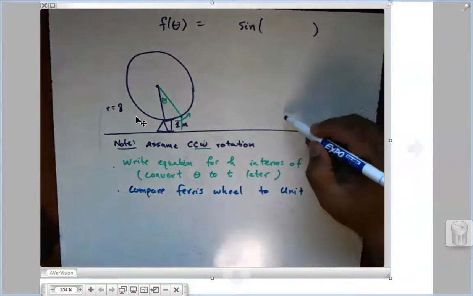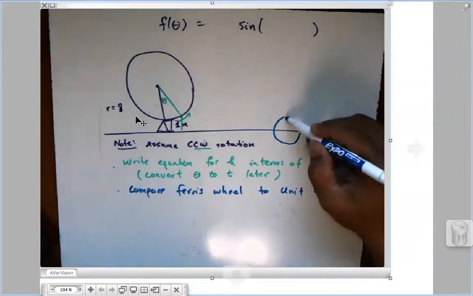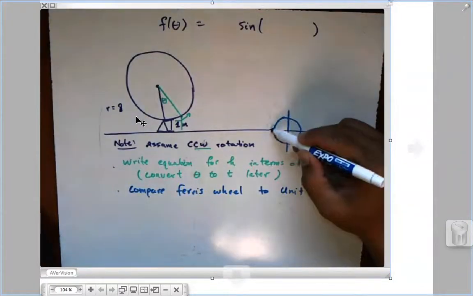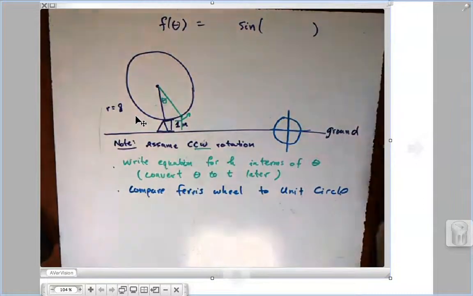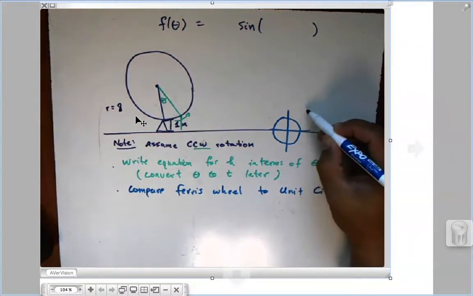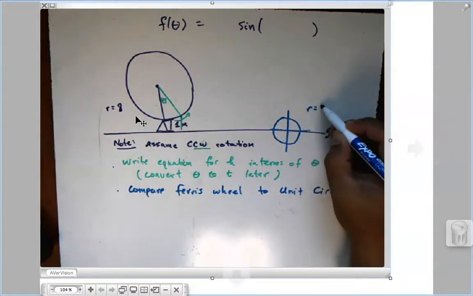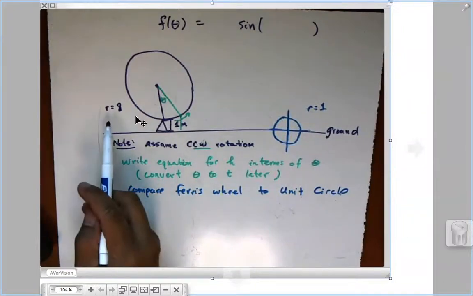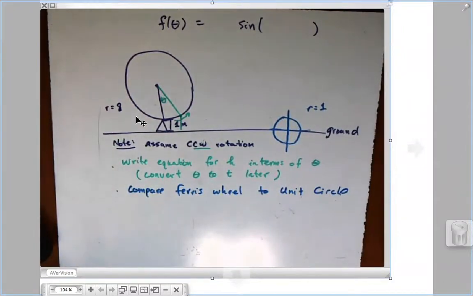So let's say I draw a unit circle here, and it's kind of like a weird Ferris wheel that goes underground. And notice here that the radius of our unit circle is equal to 1, whereas the radius of our Ferris wheel is equal to 8. Okay, so the Ferris wheel is bigger than the unit circle. And a few more things kind of jump out here.